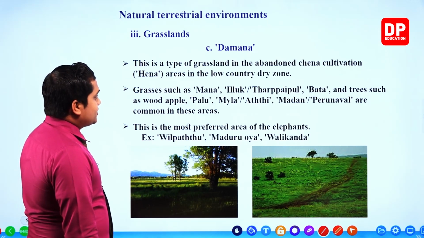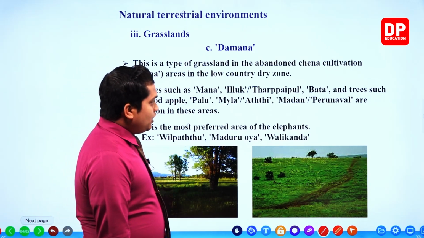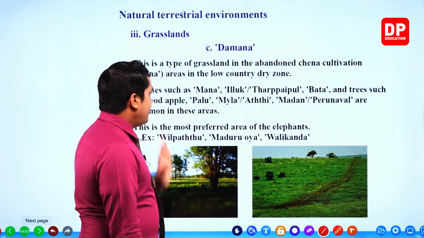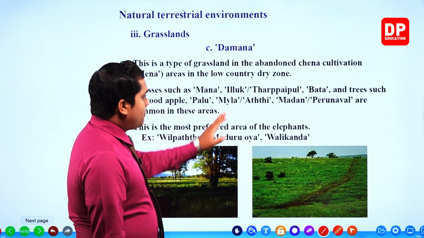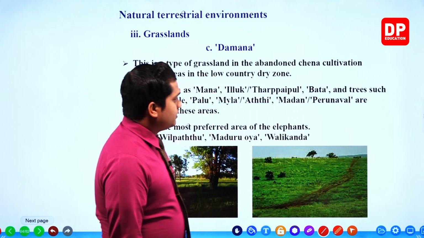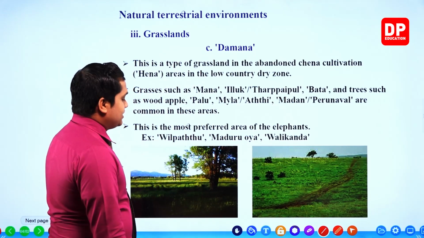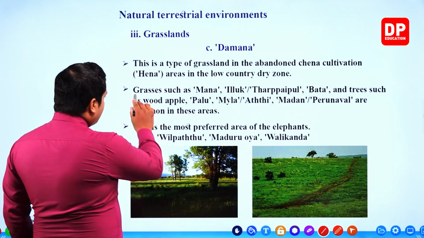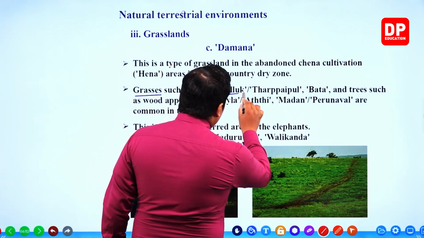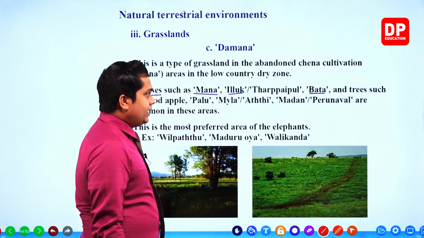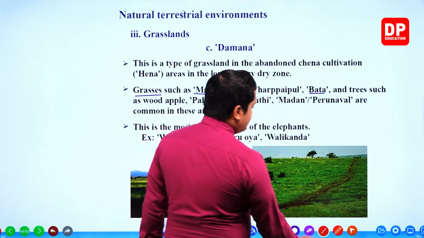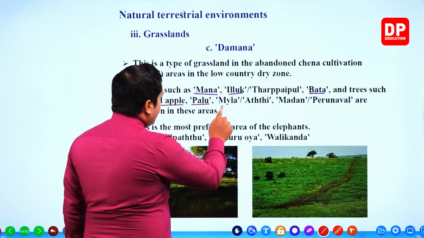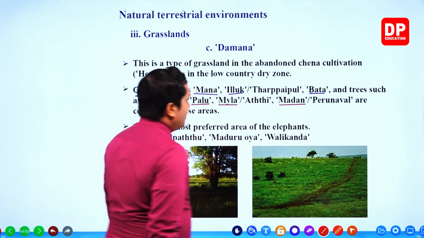Next one given, grasses such as Mana, Iluk, Butter, and trees such as wood apple, Palu, Maila, Madang are common in these areas. So once again, let's see what are the plants, my dear children. First of all, grasses such as Mana, Iluk, Butter can be seen. Then special trees like wood apple, Palu, Maila, and Madang can be observed.